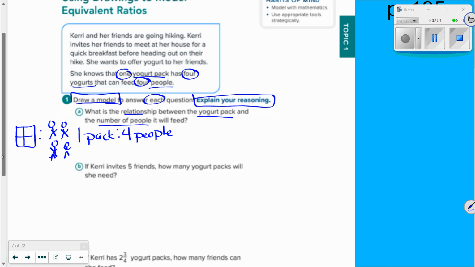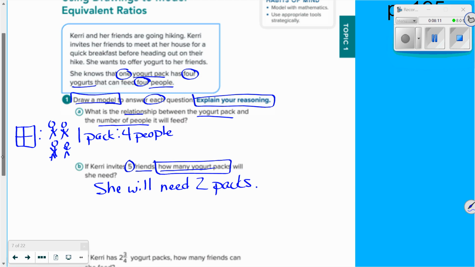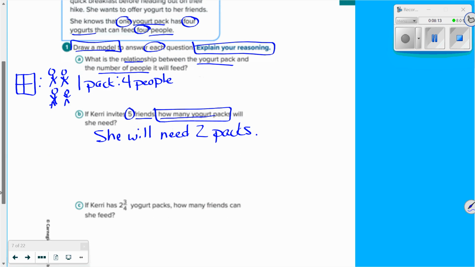Next one. Okay, everybody's 5 minutes. How many yogurt packs does she need? Question? People need 2 packs. Our model would look something like this. I would need 2 packs for 5 people.